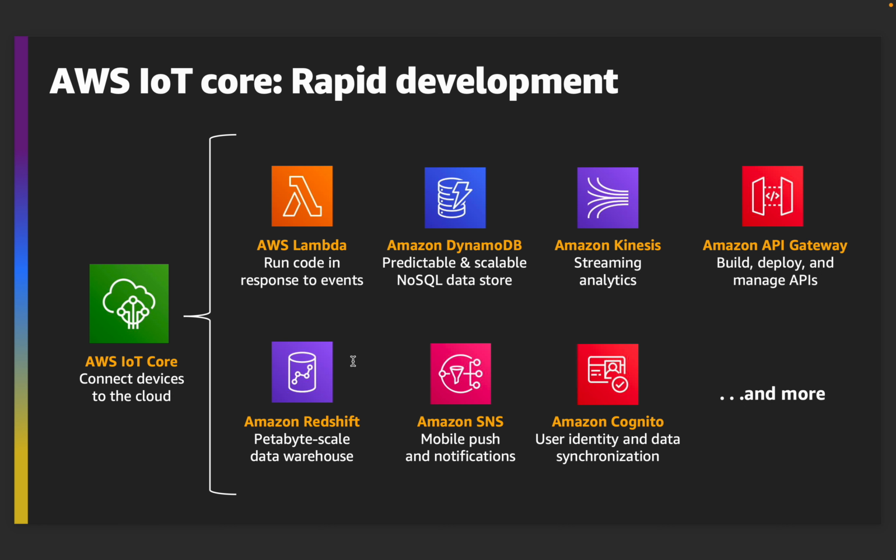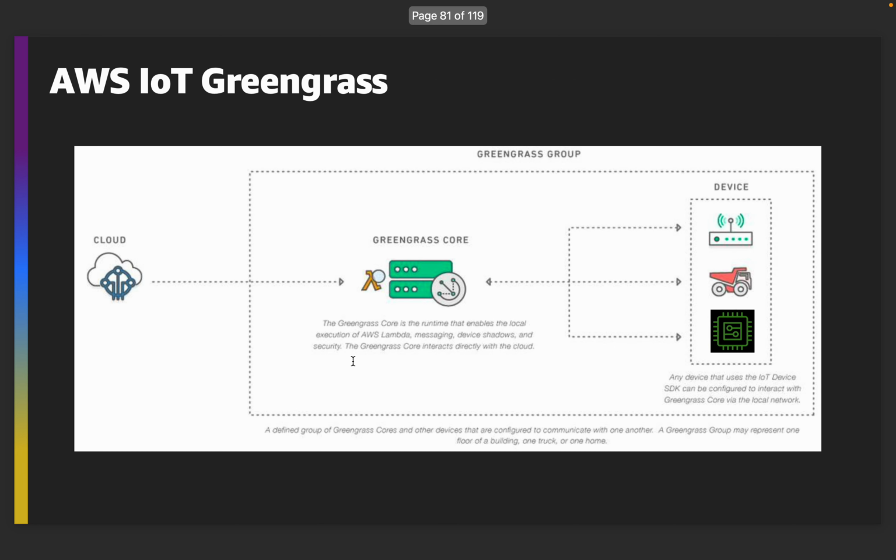AWS IoT rapid development. So IoT will come, then AWS Lambda runs code in response to events, Amazon DynamoDB is a fast and scalable NoSQL database, Amazon Kinesis is streaming data analysis, Amazon API Gateway builds, deploys and manages APIs, Amazon Redshift is a petabyte-scale data warehouse, Amazon SNS is mobile push notification, Amazon Cognito is identity and data synchronization. So AWS is green.